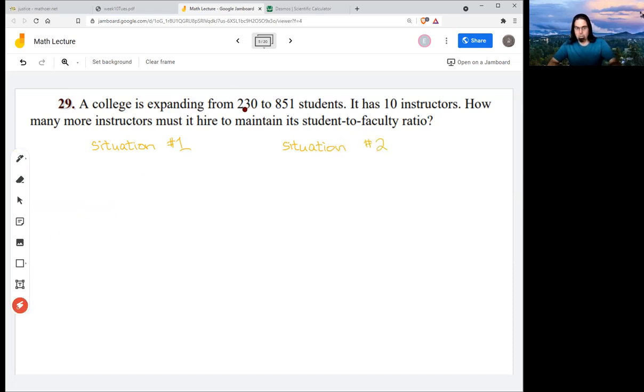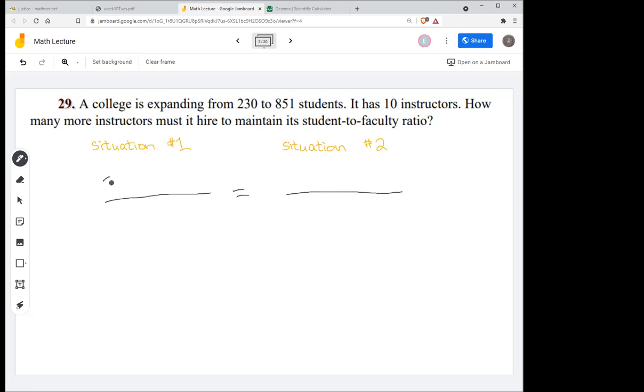We have three numbers and they're asking for another number. So that looks an awful lot like a proportion to me. Which two numbers are the first situation? Is it 230 over 851?